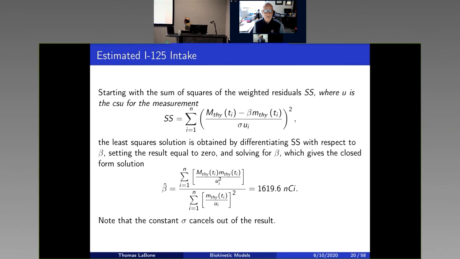This is standard, probably in your physics class or math class or stat class. You set up your sum of squares, which is basically the chi-square statistic that Guthrie is talking about, to minimize. You differentiate this with respect to beta, which is the parameter of interest, set the result equal to 0 and solve for beta. This gives you a closed form solution that looks something like this. When we plug the data in, we get about 1620 nanocurie intake. And again, notice that the sigma cancels out of this. It really doesn't play a role if you're just estimating one parameter.